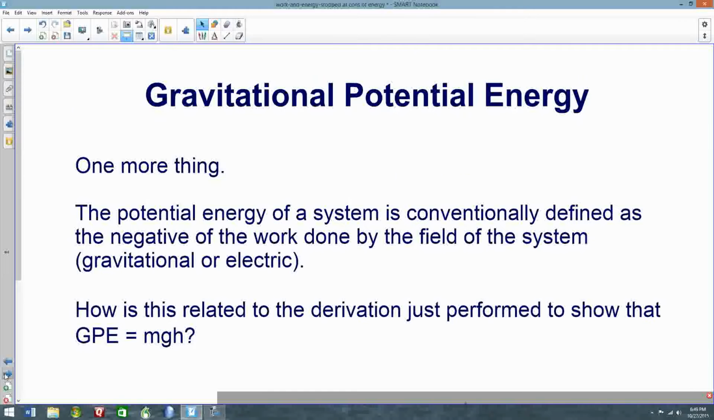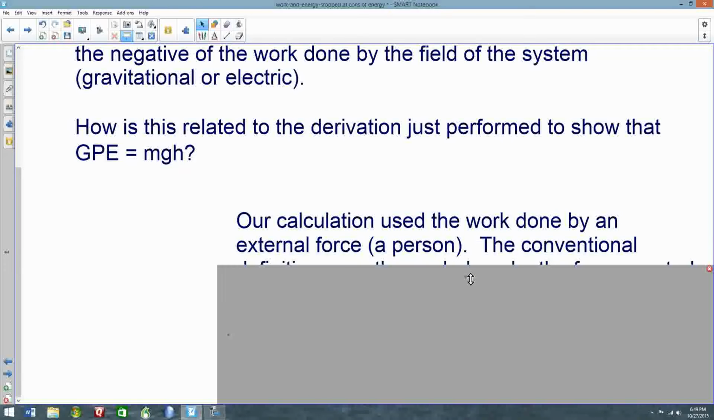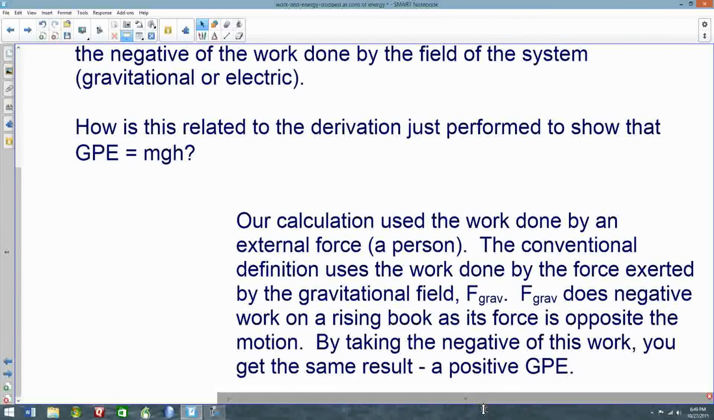One more thing. The gravitational energy of the system, or potential energy of the system, is conventionally defined as the negative of the work done by the field of the system, whether it be gravitational or electric. How is this related to the derivation just performed to show that gravitational potential energy is equal to mgh? Our calculation used the work done by external force. The conventional definition uses the work done by the force exerted by the gravitational field.